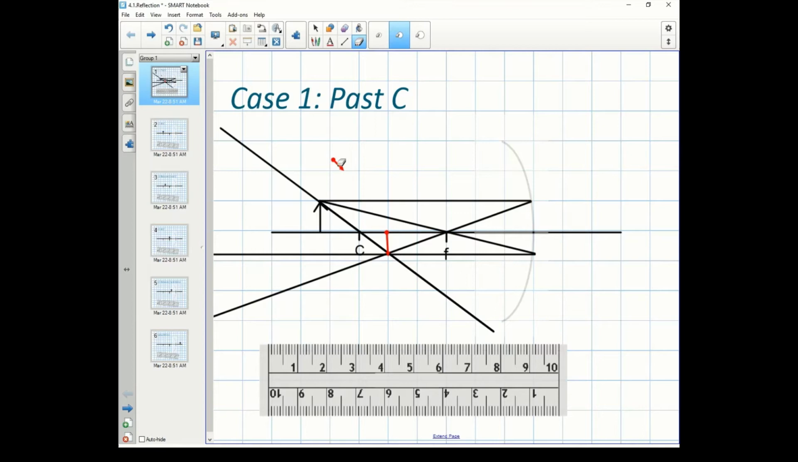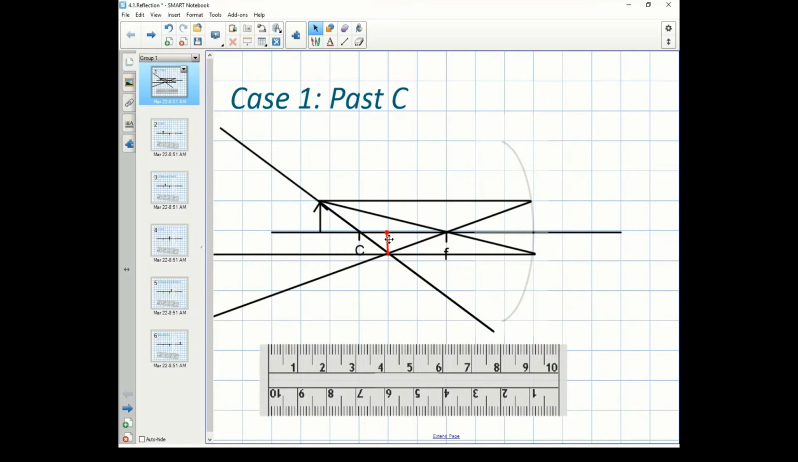This one that I drew right here, that is what our image looks like. And our image, you can see, is upside down, so it's inverted. You can see that our object, which is over here, was 1 square big, and it's a little bit less than a square, so it's smaller, and it's real. We know that it's real when it's on the same side of the mirror as the object. So it's a real image. So the characteristics are inverted, smaller, and real.